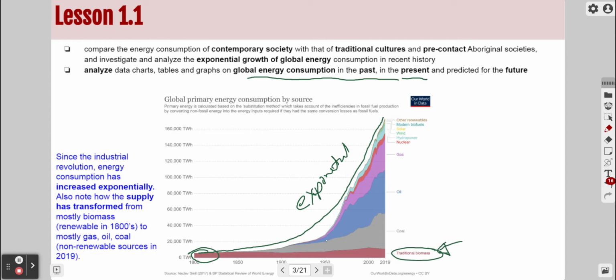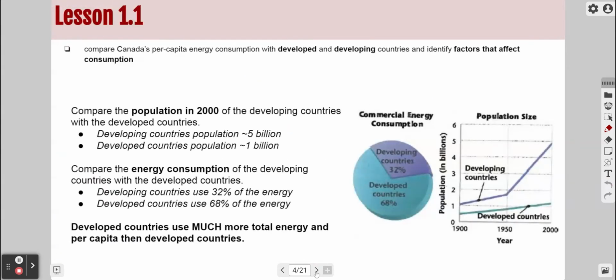And then that changed with the Industrial Revolution right around here. And you can see a dramatic change in the variety of different fuel sources, especially the fossil fuels: the gas, the oil, and the coal. So those are the main key things that you need to understand from that graph. You also need to take a look at Canada's per capita energy consumption and compare it with developed and developing countries. And then talk about some of the factors that might be the reasons for this difference.